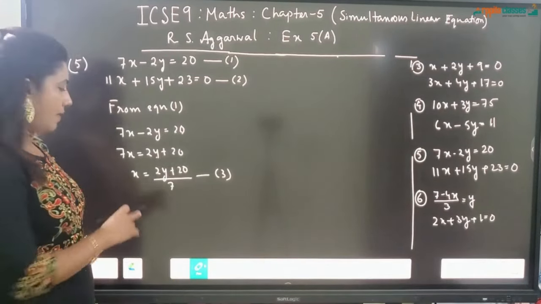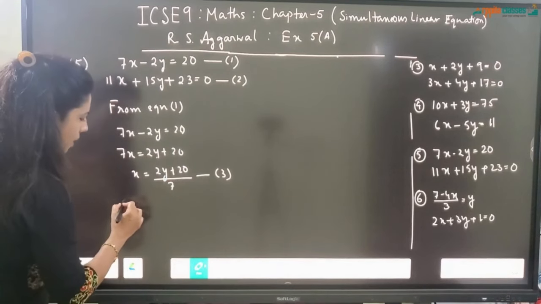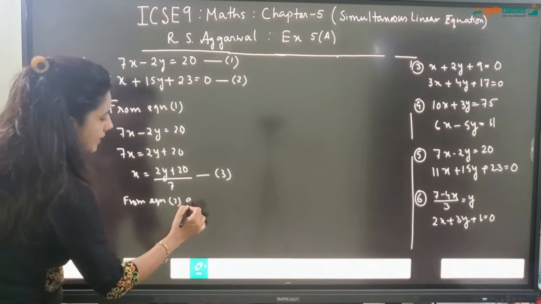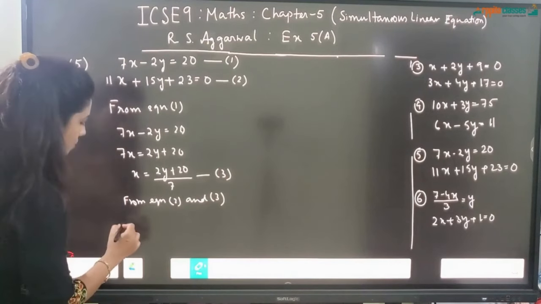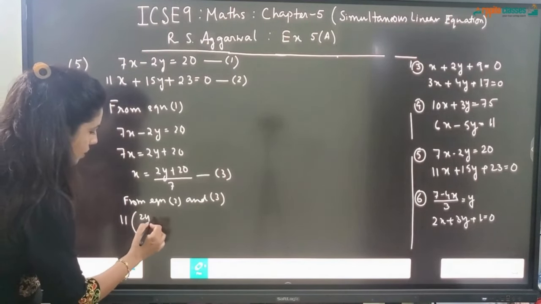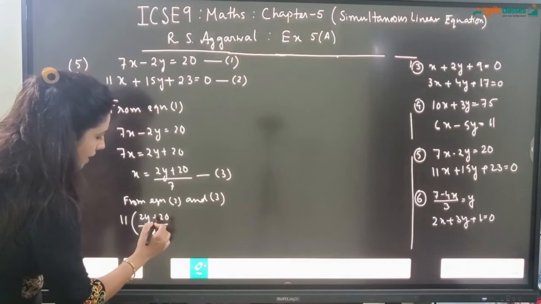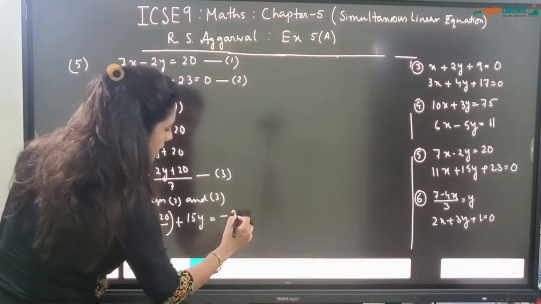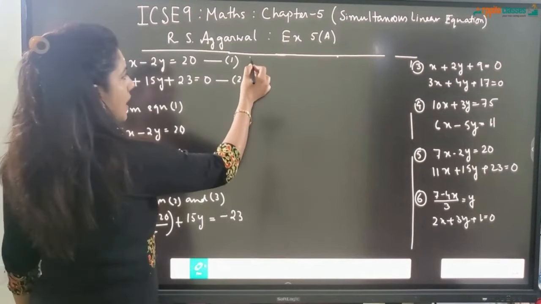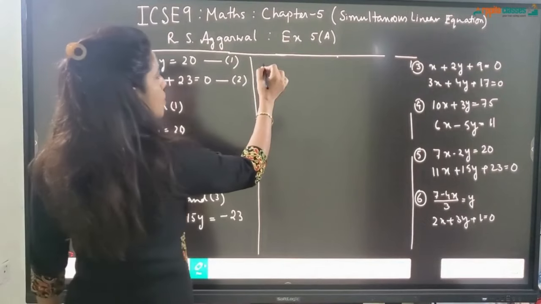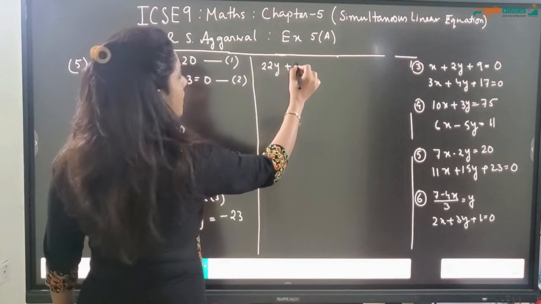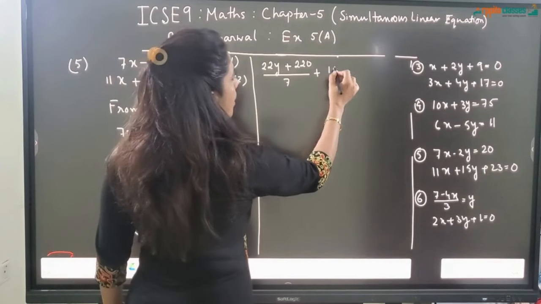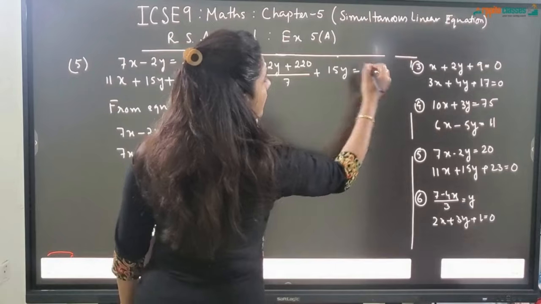Now you can write down putting the value of x from equation 3 to equation 2, but I am just writing from equation 2 and 3. So my equation 2 is 11 into x. In place of x I will be writing 2y plus 20 divided by 7, plus 15y, and I take my 23 that side, so that gives me minus 23. Now 11 into 2y is 22y, plus 11 into 20, 220, divided by 7, plus 15y is minus 23.